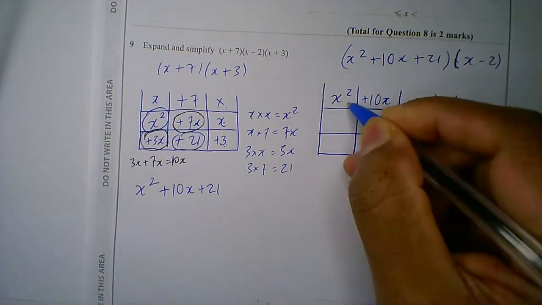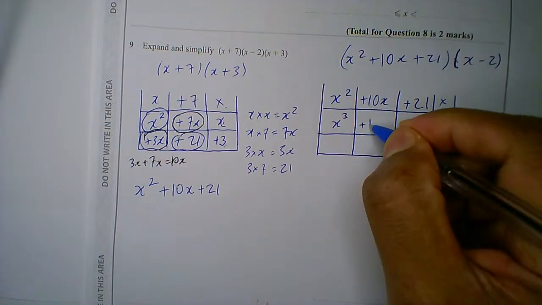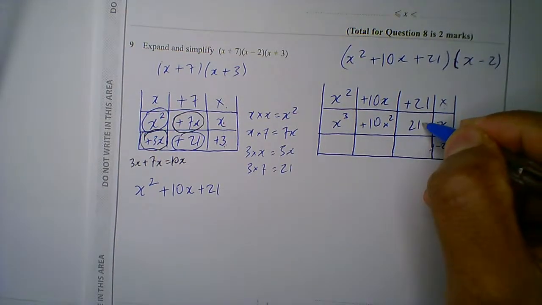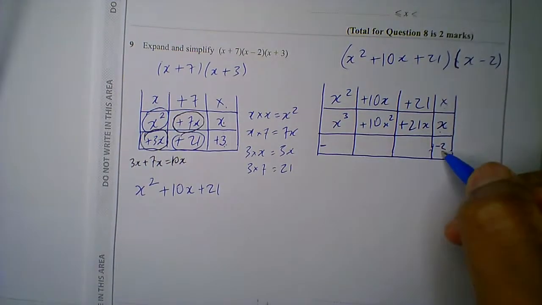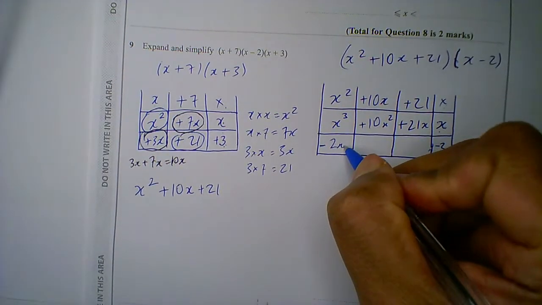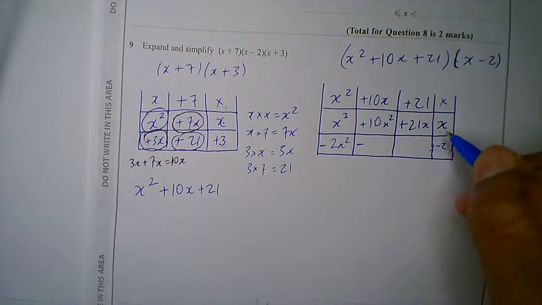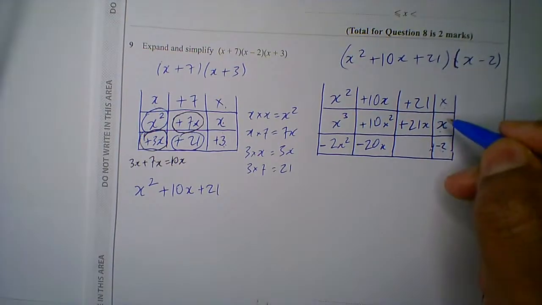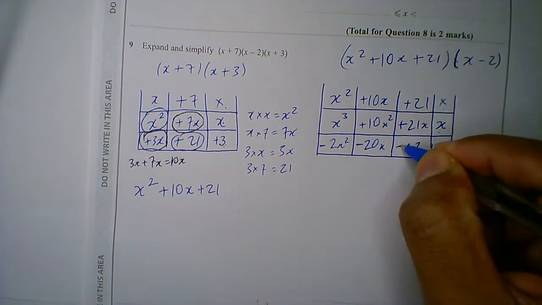So I've got x times x squared, which is x cubed. x times 10x is 10x squared. x times 21 is 21x, positive. I've got minus here. 2 times x squared is 2x squared. Negative and a positive gives me a negative. 2 times 10 is 20x. 2 times 21 is 42. Negative and a positive gives me a negative.